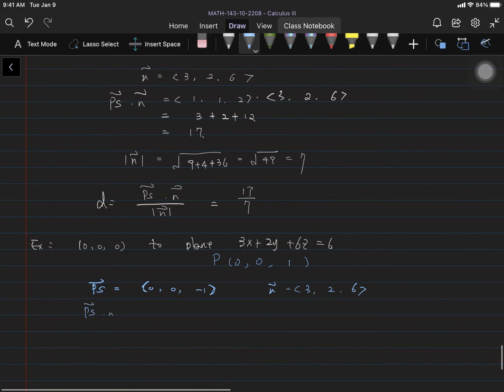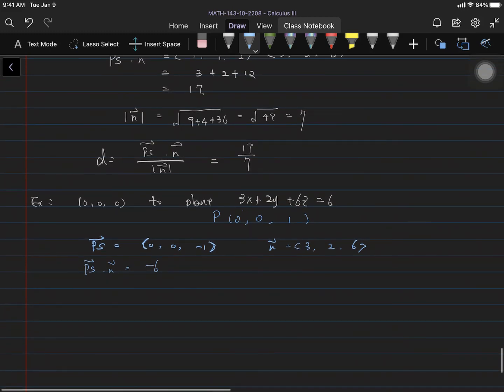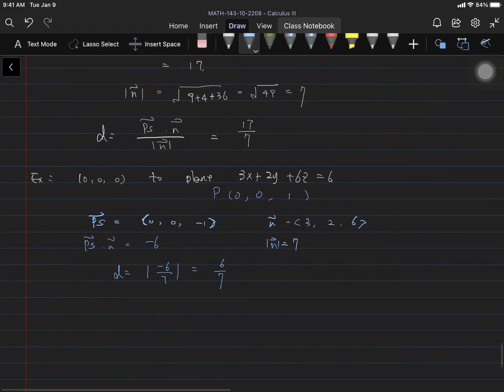PS dot n, which is -6. Don't worry, it's negative because we're going to take the absolute value of this one. And the distance is going to be divided by the n vector length, same as before, which is 7. So distance equals just the absolute value of that one, which is 6 over 7.